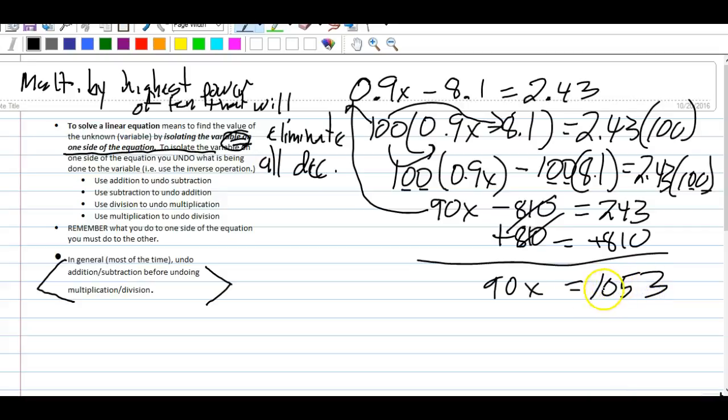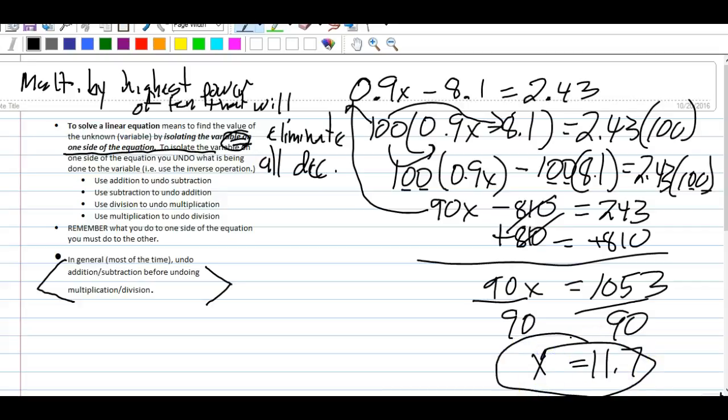Now we'll divide both sides of the equation by 90, and that will give me x is equal to 11.7 if you do that division. So this is the solution to this particular equation. And again, if you don't like dealing with decimals, you don't have to deal with them. Multiply by the highest power of 10, that will eliminate all of the decimals.